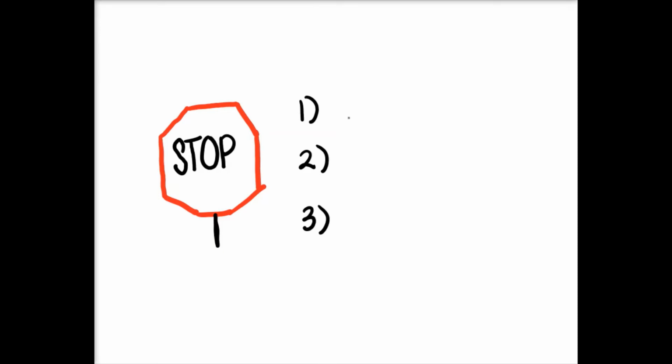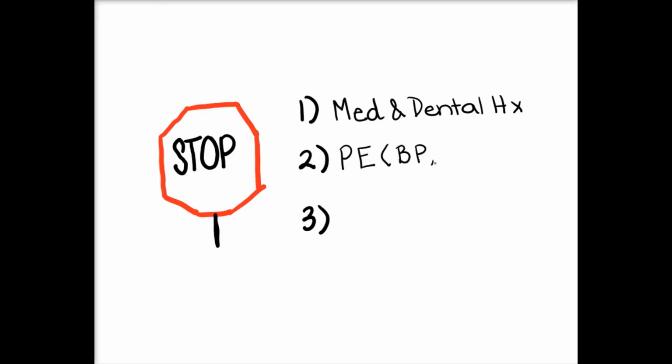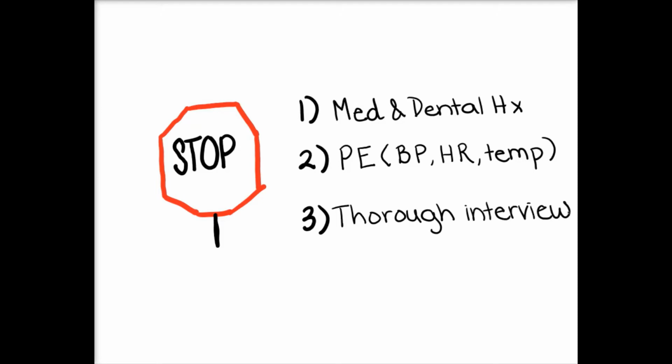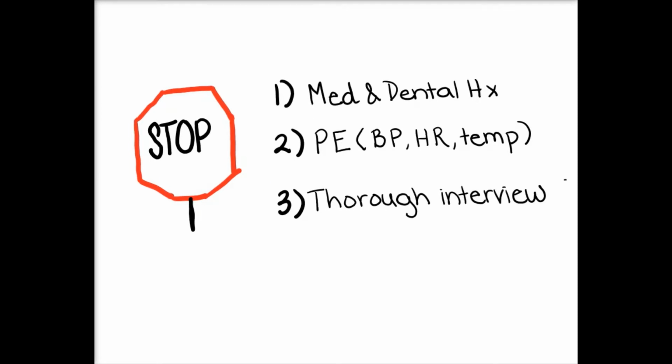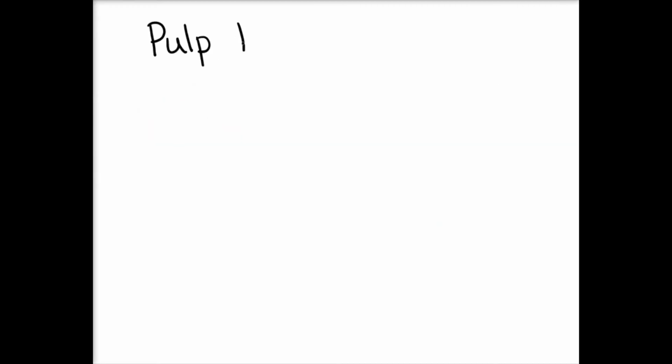Before moving into pulp tests, we want to make sure that we gather enough information from the patient. You'll want to complete the following 3 steps. First, you'll need to take a medical and dental history. Next, you want to do a quick physical exam, which is going to include blood pressure, heart rate, and temperature. And finally, you'll complete a thorough interview where you ask the patient about what they've been experiencing. Many times, these pulp tests that we're about to perform are aimed at recreating these symptoms.